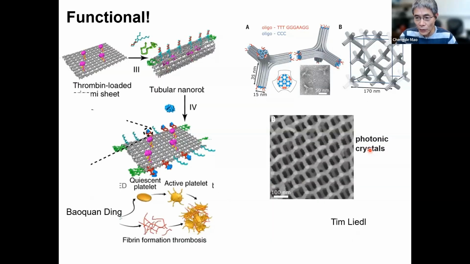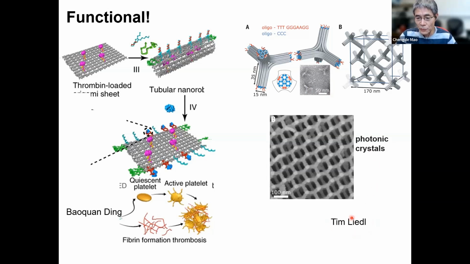It's not only beautiful, these structures can also be functional. For example, Baoquan Ding in Beijing built this drug delivery vehicle to deliver drugs, like here, these purple molecules. When they are delivered, the drugs are enclosed in a DNA nanotube. But when they reach the target site, the tube opens up, so the drug can activate the biological process to kill cancer cells.